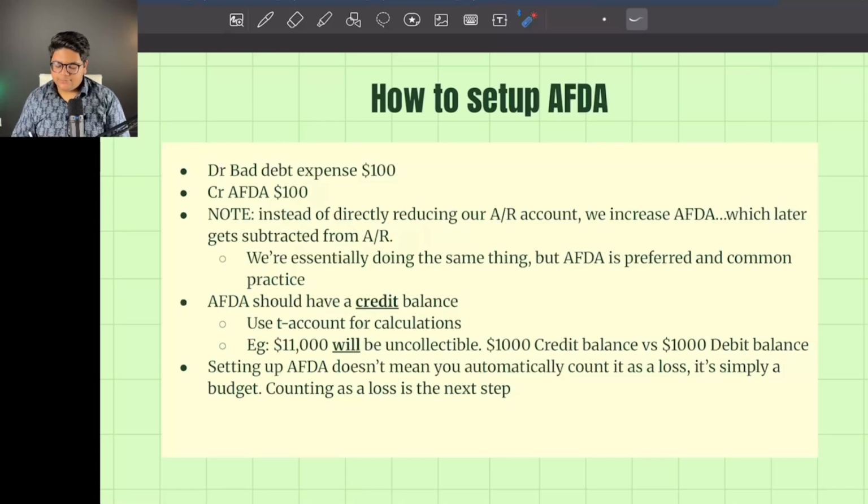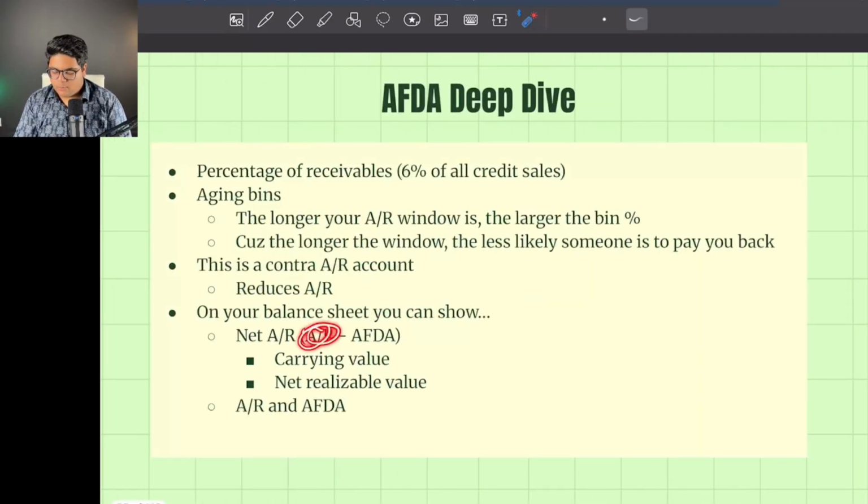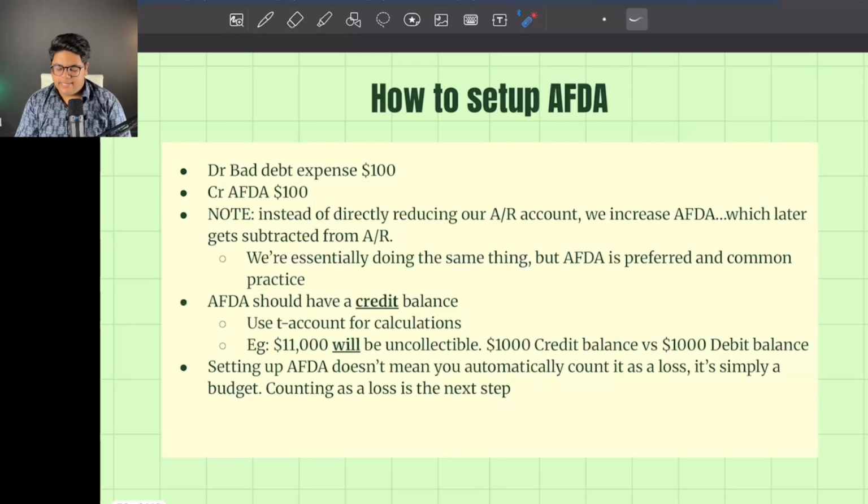Okay, so how do we set up AFTA? First you have to say, okay, I don't think this person will pay me back. So I'm going to debit my bad debt expense, and then I'm going to credit my AFTA. I'm just going to increase this allowance for doubtful accounts. We can technically just credit accounts receivable, right? That's essentially doing almost the same thing, because your AFTA is going to decrease accounts receivable either way. So we technically could just decrease it to begin with.